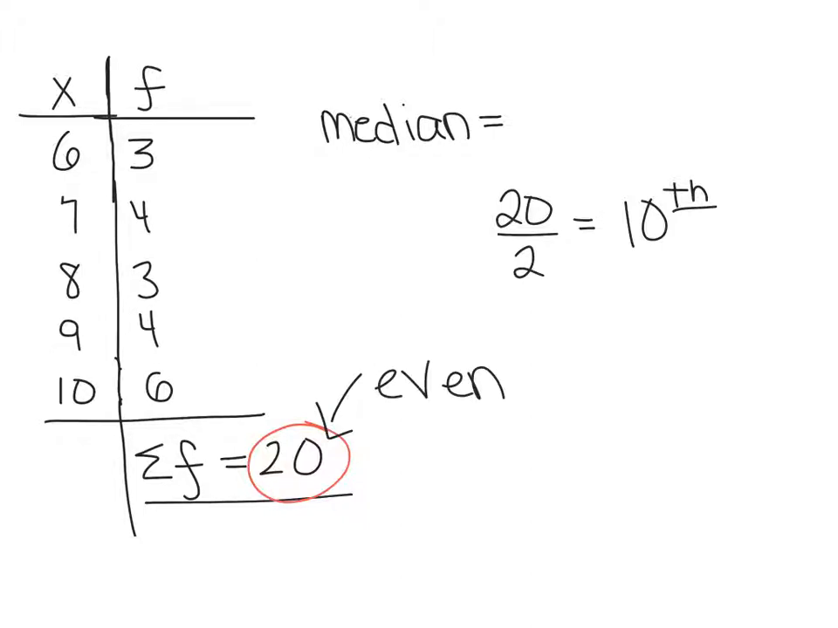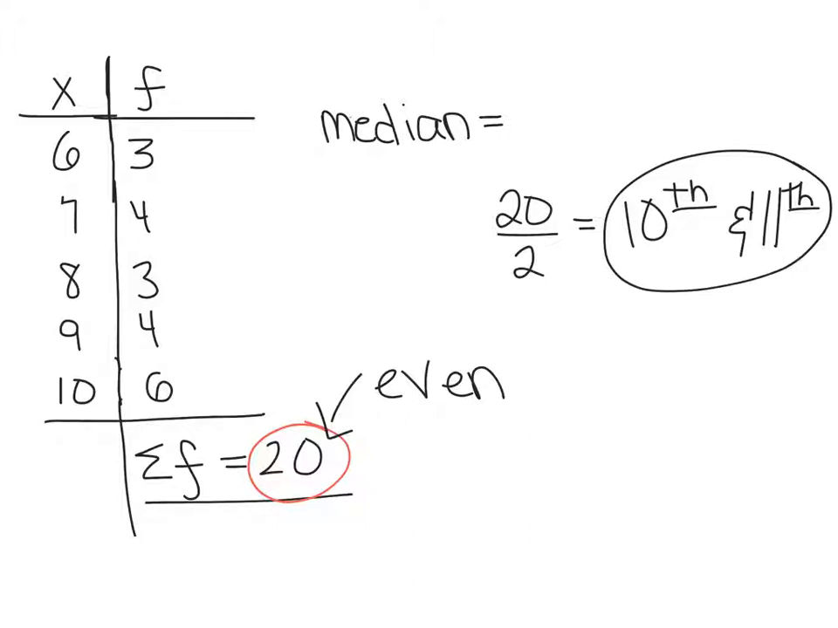I'm going to add 1 to that number that we just got. So 10 plus 1 is 11. This tells me that the median, or the middle value, is the average of the values in the 10th position and the 11th position. So first I want to find the value in the 10th position.